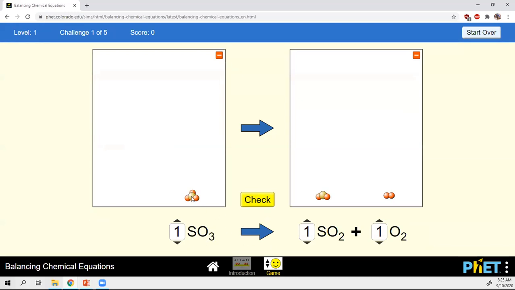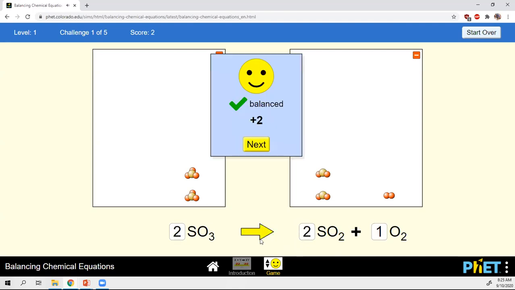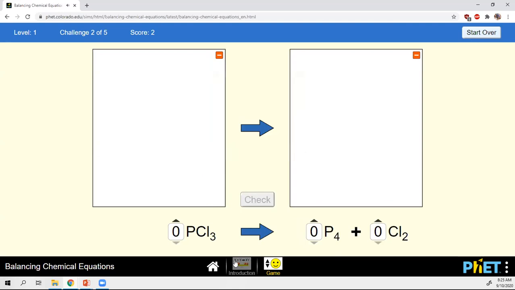So I can see that my oxygens, in this case, we have 1, 2, 3. We have 4 on this side, so I definitely need more here. My sulfurs, I need 2 of them. I have 2 of them here. And so when I'm ready, if I think I'm ready, I can check it. And then it lets me go on to the next one. And so that's what you can do.